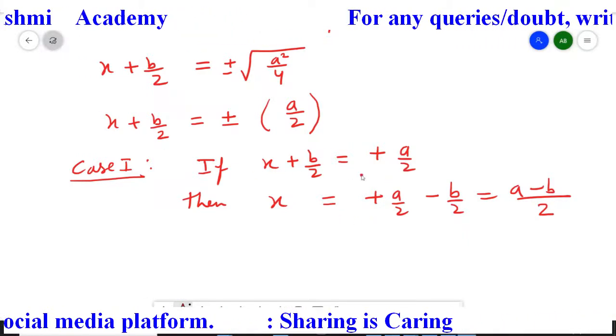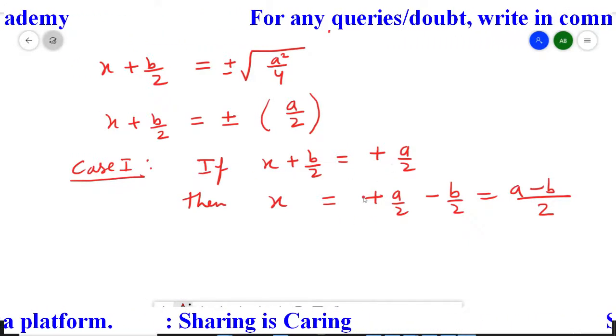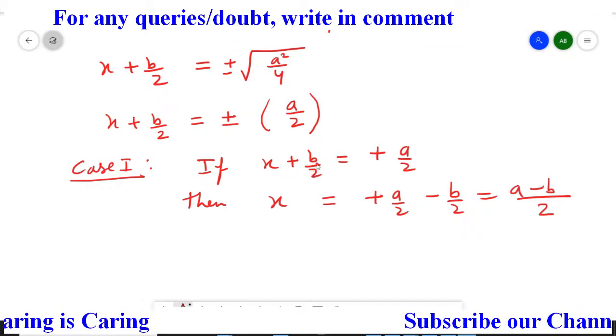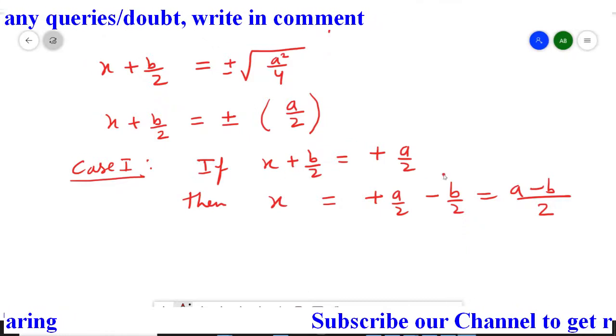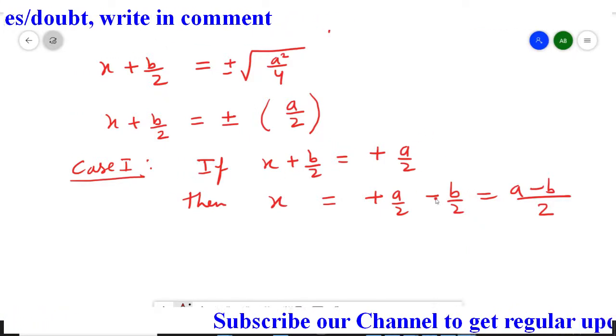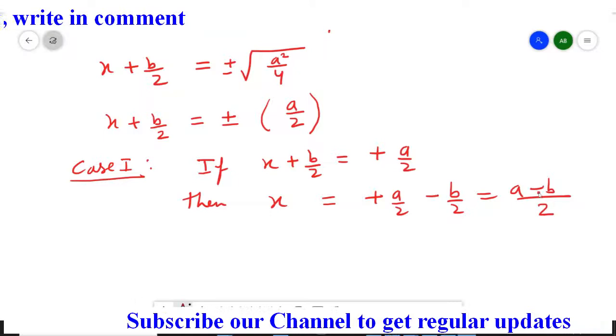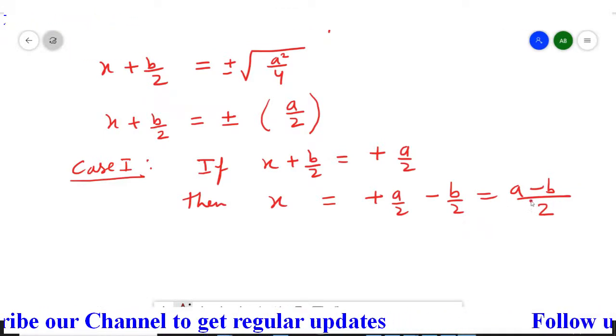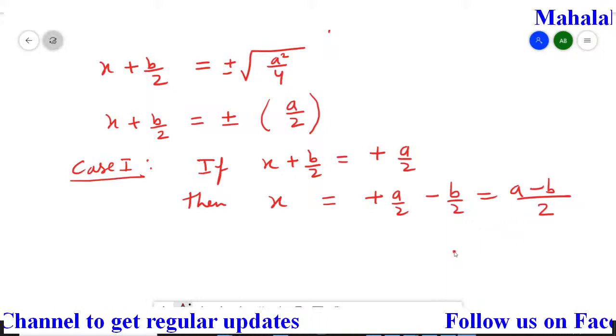So when we took a upon 2 as plus sign, we have to obtain x here. So b upon 2 we have to shift to the right side, where it has a plus sign, so when we shift it here, it is going to have a minus sign. Take the LCM. We cannot solve it further. These are different variables; we cannot subtract and we cannot solve them. So this is our last answer for x.